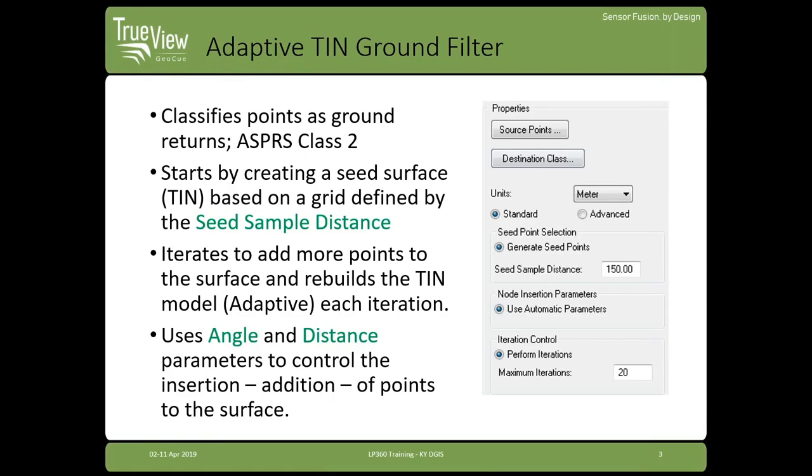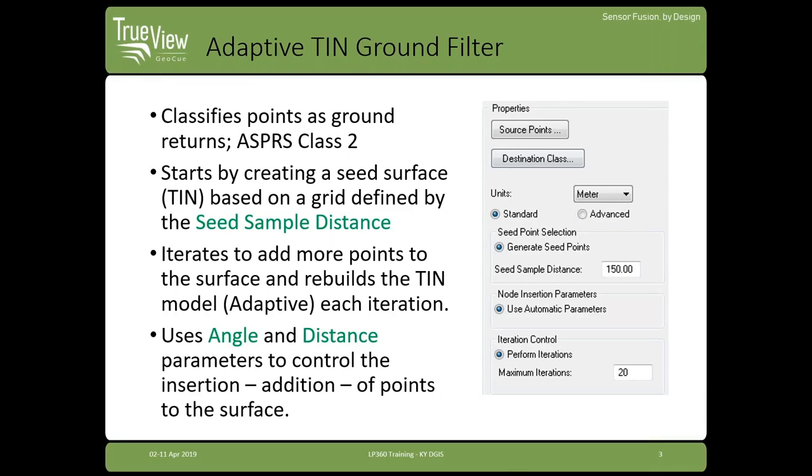So let's just dive right in. So you've got that nice colorized point cloud, but your client needs a bare earth DEM or they need contours of the bare earth. You're going to have to do a ground filter. And we implement that in TrueView EVO using a very standard algorithm. It's called an adaptive TIN ground filter. The main thing to understand, there's 3 parameters I want you to take away from this, the way the algorithm works. It starts by creating a seed surface.